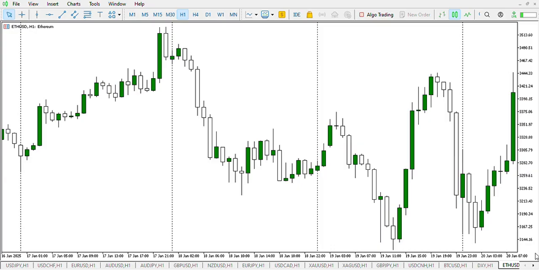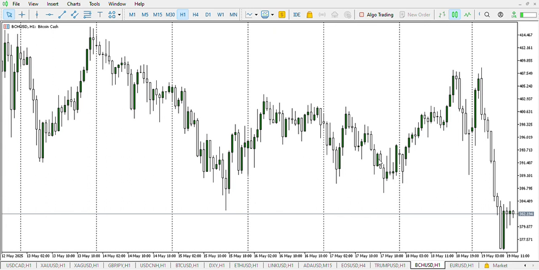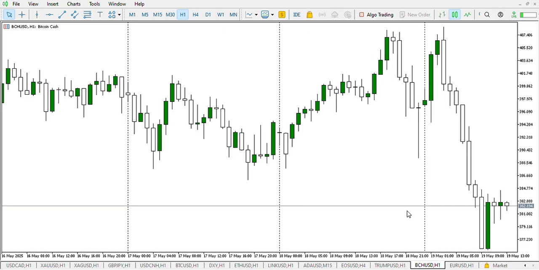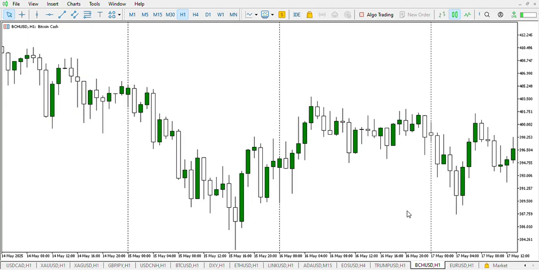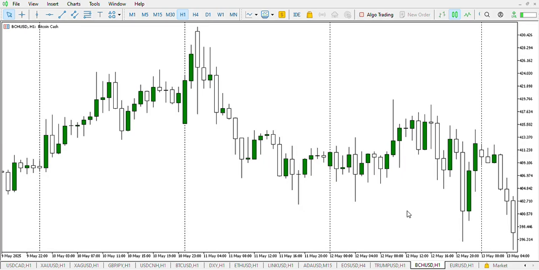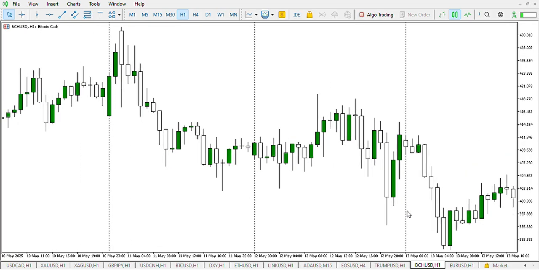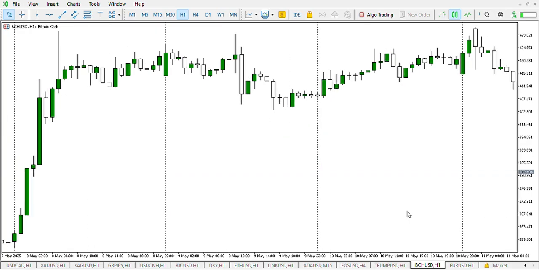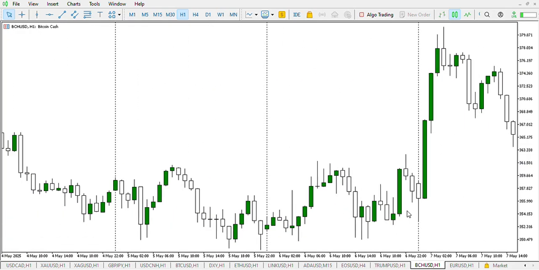Just go to other cryptocurrencies and see as well. Let's go to the Bitcoin Cash US dollar. The 1 hour chart. Let's just zoom in. So as always, the market will always give opportunities.